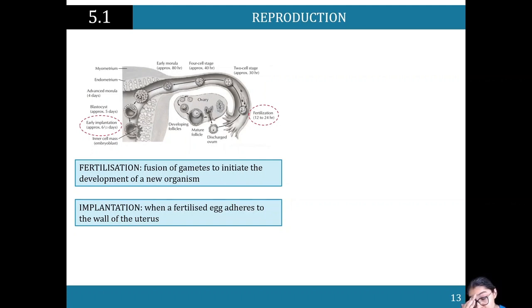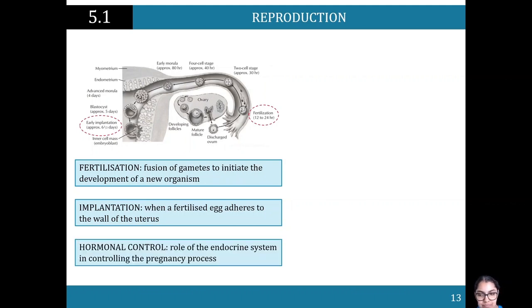Fertilization is the fusion of the egg and the sperm. Implantation is when the fertilized egg actually adheres to the wall of the uterus. And when it adheres to the wall of the uterus, we then start calling it a blastocyst. And the process of hormonal control in this whole process is looking at the role of the endocrine system in basically controlling the whole process of pregnancy.